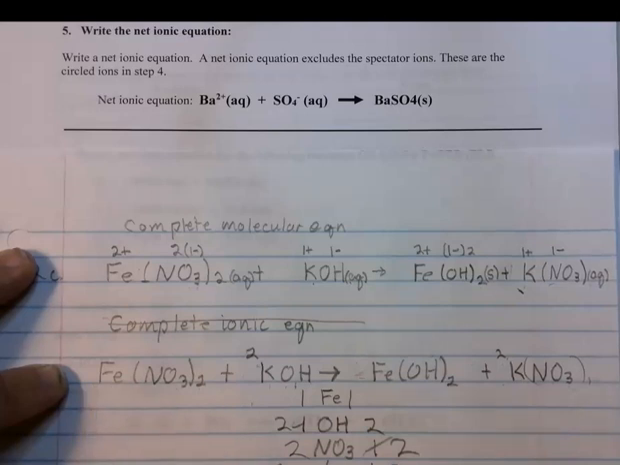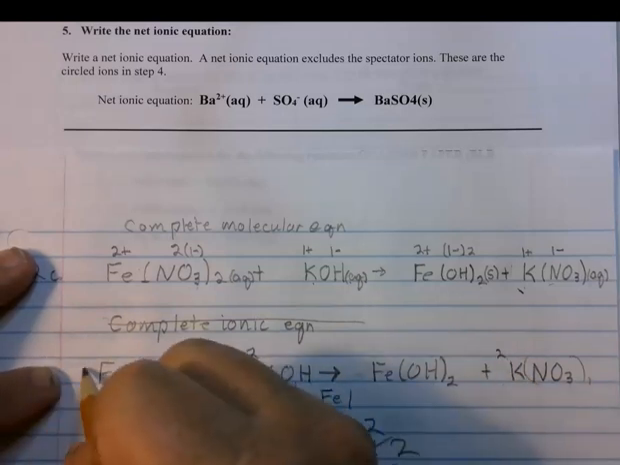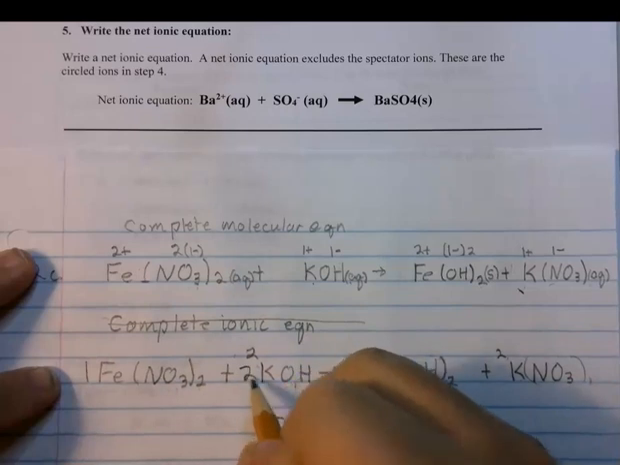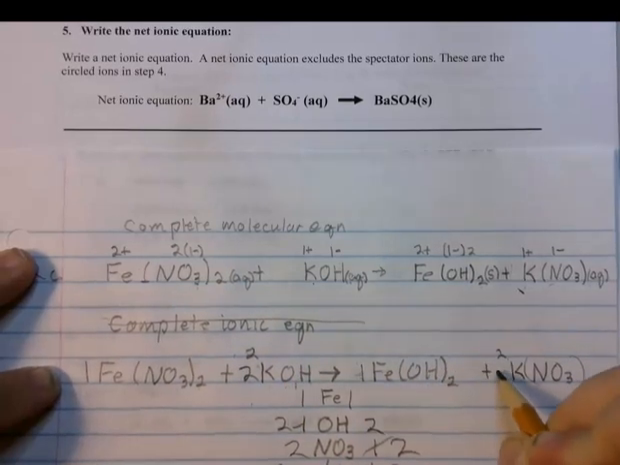So that's good. So it's 1, 2, 1, 2, it looks like is what we have. Let me just count. So I want to count and be sure. So I got Fe and Fe. I got 2 OHs and I got 2 OHs right there. I got 2 nitrates there and I've got 2 nitrates there. And I've got 2 potassium and 2 potassium. So everything's good. So it is 1, 2, 1, and 2 down here.